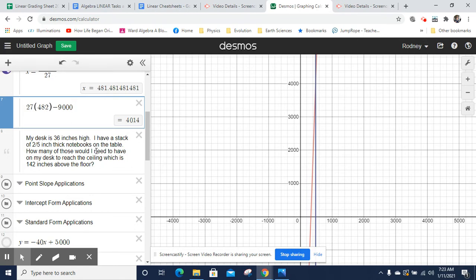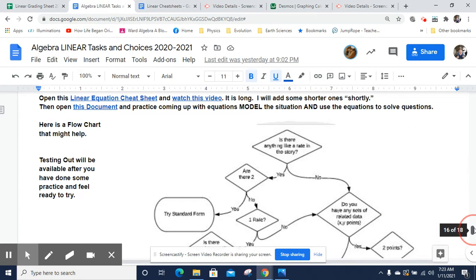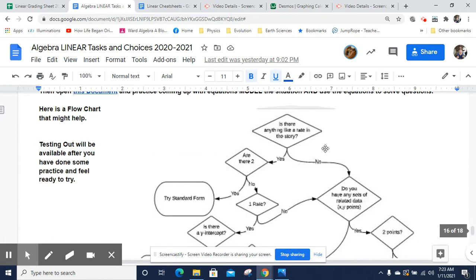Okay, so once again, let's look at our flow chart here. Is there a rate in the story? Is there anything like a rate? Well, there's an amount of inches per notebook. So yes, there is. Are there two rates? Not really. There's just one. That's the 2/5 of an inch per notebook.